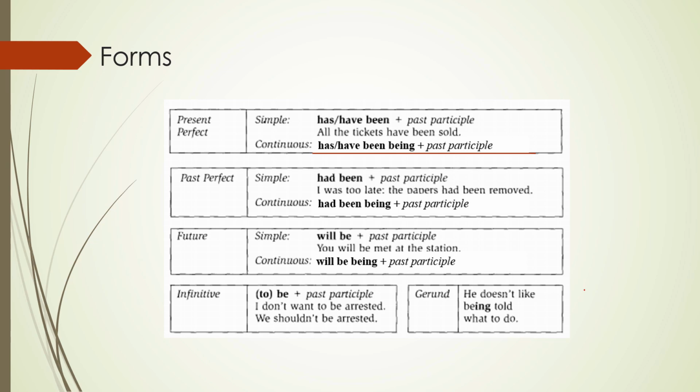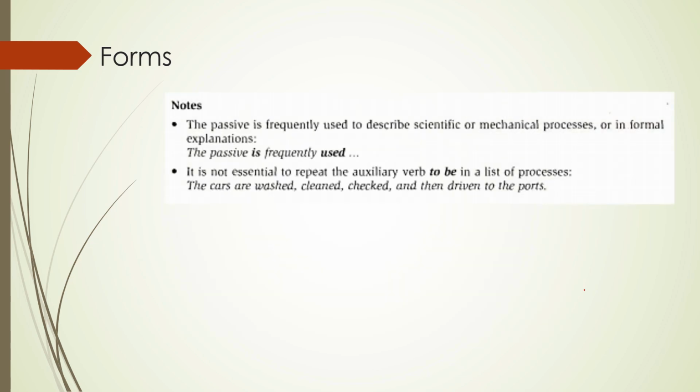If we want to make a noun from a verb in the form of a passive voice, you can use this formula: being plus past participle. Like he doesn't like being told what to do. Okay, for the examples, you may read yourselves. There are some notes. The first one, the passive is frequently used to describe scientific or mechanical processes or informal explanation.